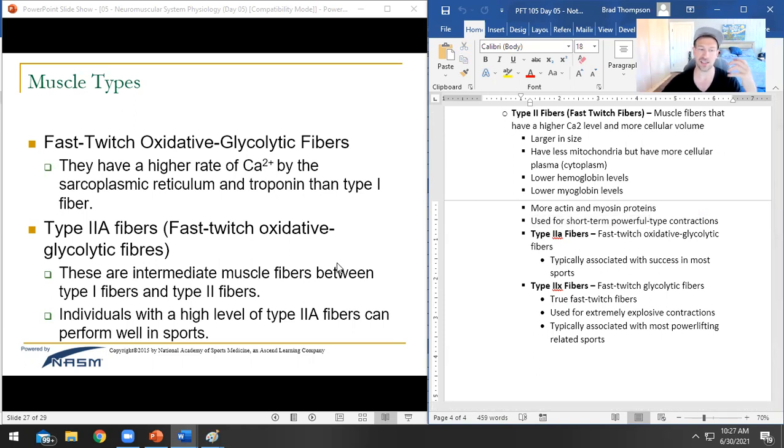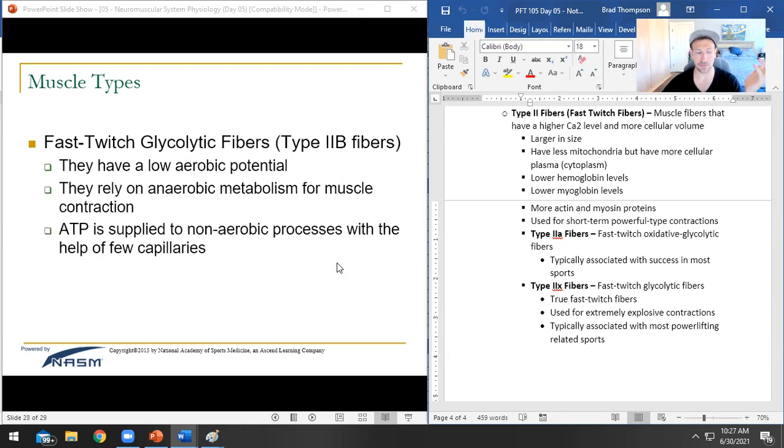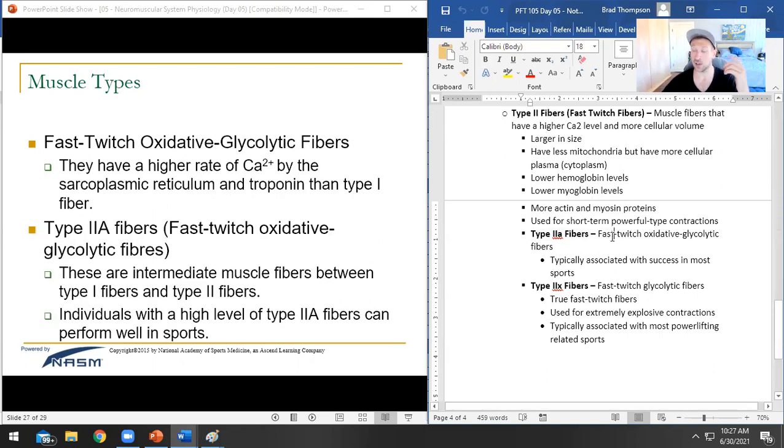Now, if we divide these into type 2A versus type 2B, the difference here is that type 2A are your fast twitch fibers, but they are oxidative glycolytic fibers, which means that they're kind of like type 1.5 in a way, right? They have a goodly amount of endurance, but they're still very much type 2 fibers. They're not as powerful as a true type 2X fiber, which is why I started using X instead of B, because it describes it, like extreme. Type 2X fibers are fast twitch glycolytic fibers.